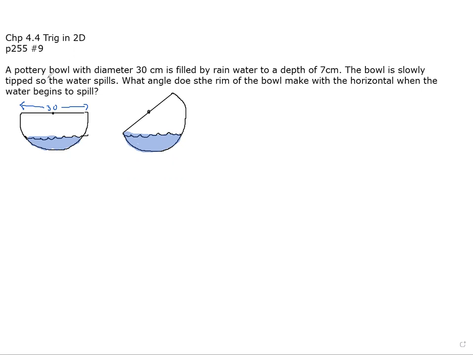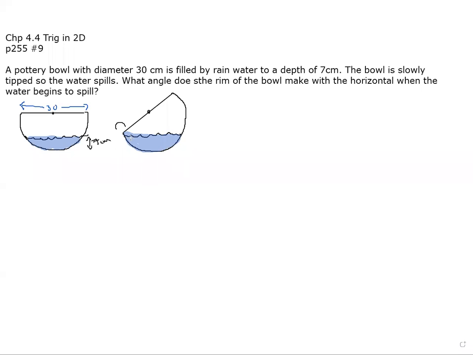Hope it helps you. A pottery bowl with diameter 30 centimeters is filled by rainwater to a depth of 7 centimeters. In other words, that's going to be 7 centimeters. The bowl is slowly tipped, so the water spills. What angle does the rim of the bowl make with the horizontal when the water begins to spill?